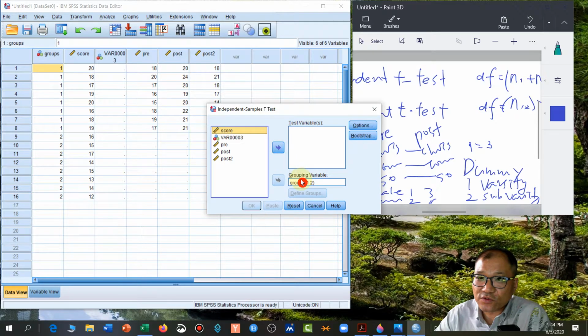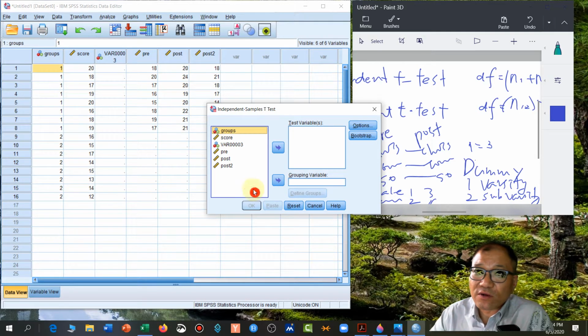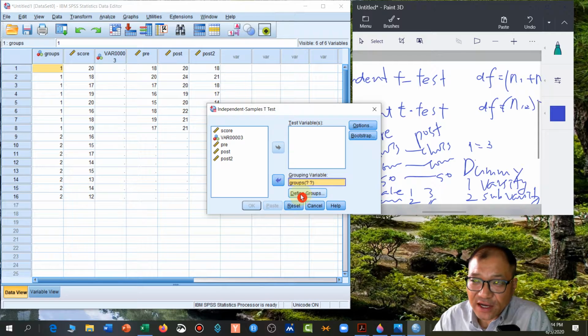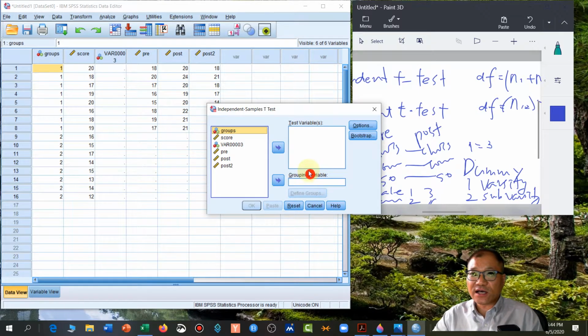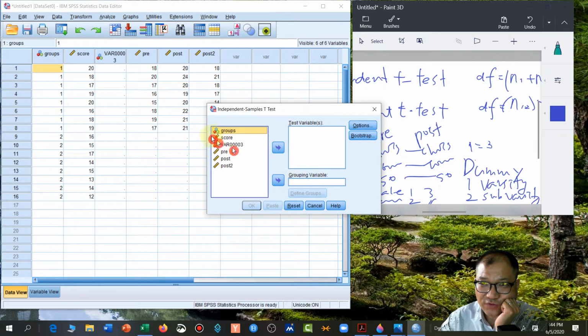So let's go back to this case. We have two groups, and we have scores for each individual in each group, identified by dummy codes 1 and 2. So let's go to compare means and click independent sample test. So let me just move for you.